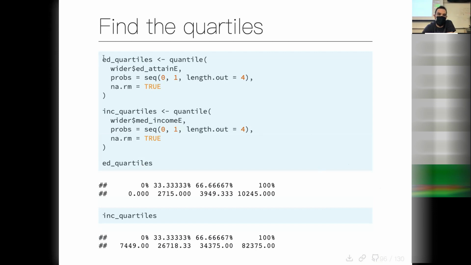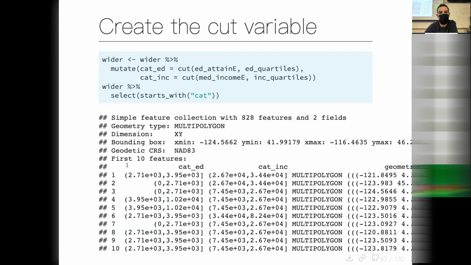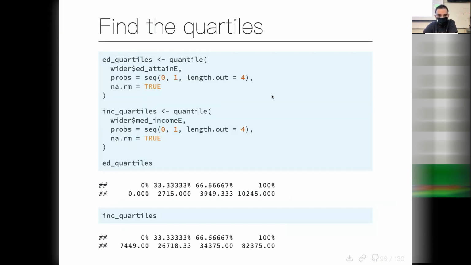So what I'm doing first is I'm creating this ed quartiles, where I'm going to cut ed attain from 0 to 1 with a length.out of 4. So we're going to have quartiles, right? Bottom quartile, bottom 25%, 25 to 50%, etc. And then I'm doing the same thing for income quartiles. And these end up being our cuts, okay?